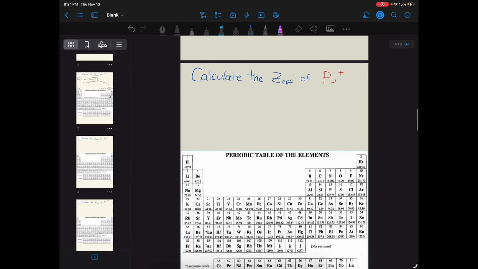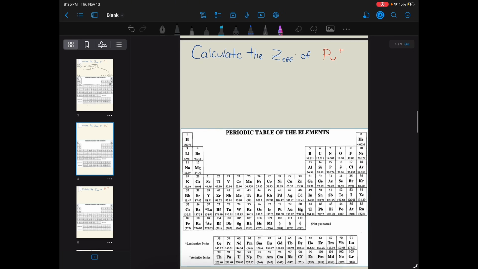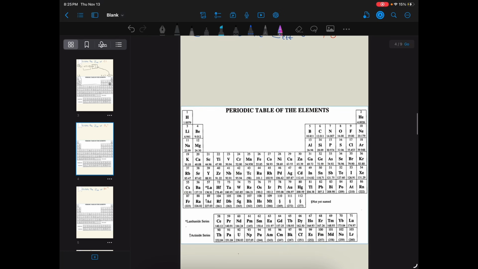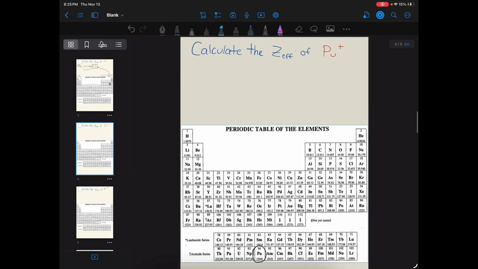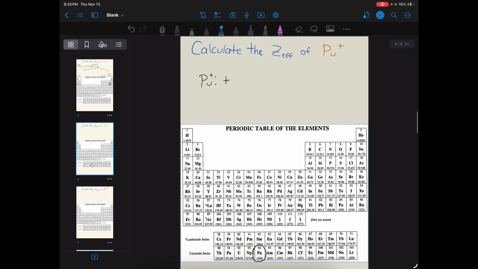Okay, moving on, we're tasked with finding the Z effective of Pu+. So where is Pu? Pu is right here in element 94. So we can immediately write this Pu plus as plus 94.